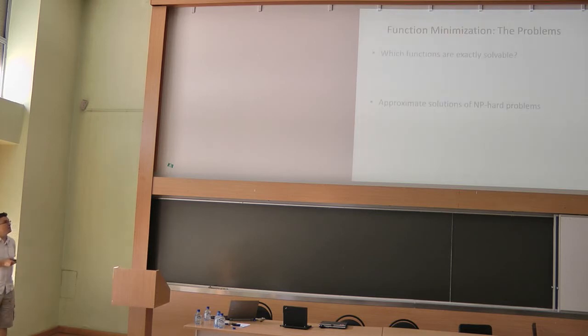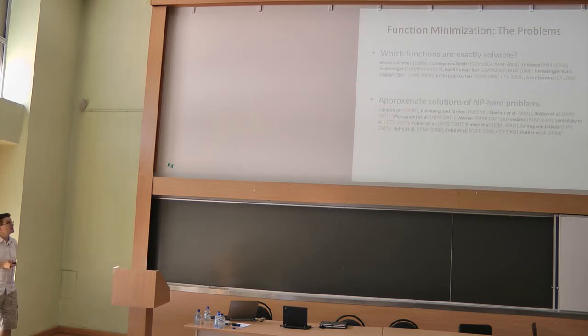Okay, so function minimization is a very big part of the optimization community. Two very important questions are which functions are exactly solvable, and approximate solution of NP-hard problems. I just list here some of the researchers from the vision community who have worked on these problems, and there are a lot of papers appearing on discrete optimization. Although I think in other domains, like continuous labelings, there could also be some more work, but people concentrated in recent years quite a lot on these discrete problems.